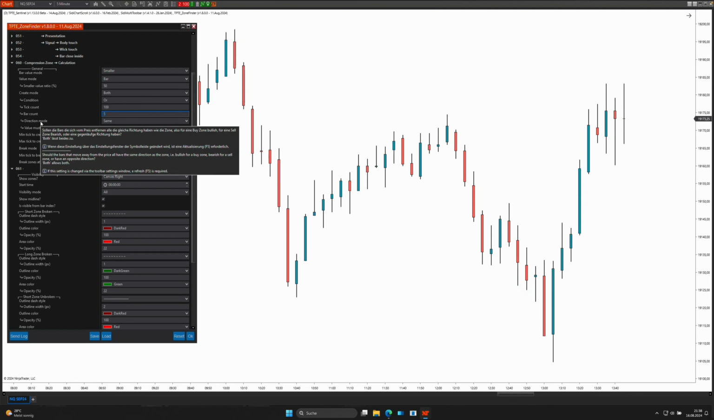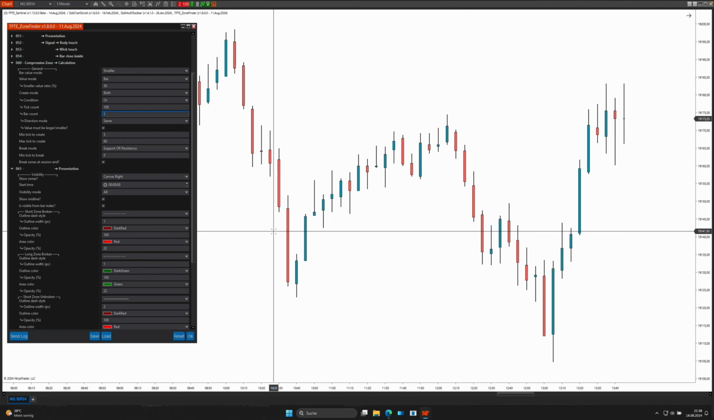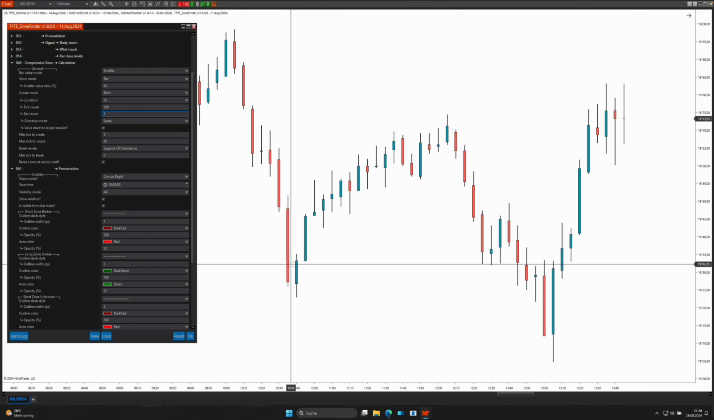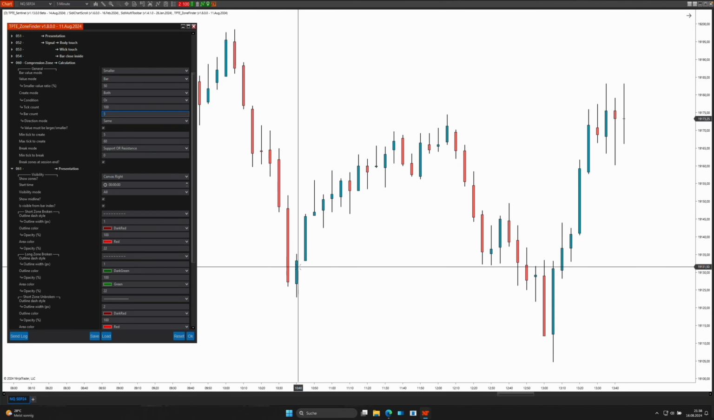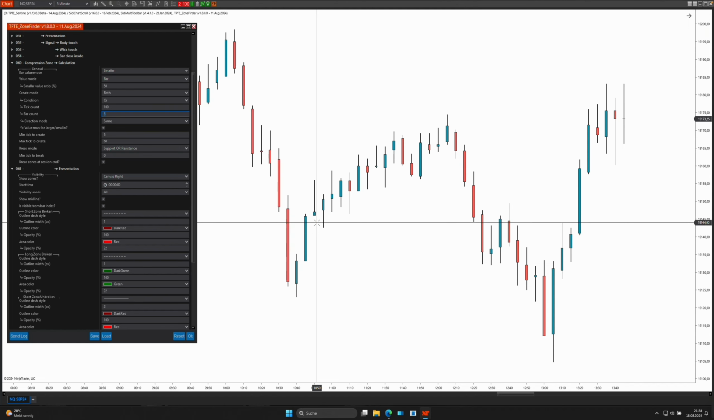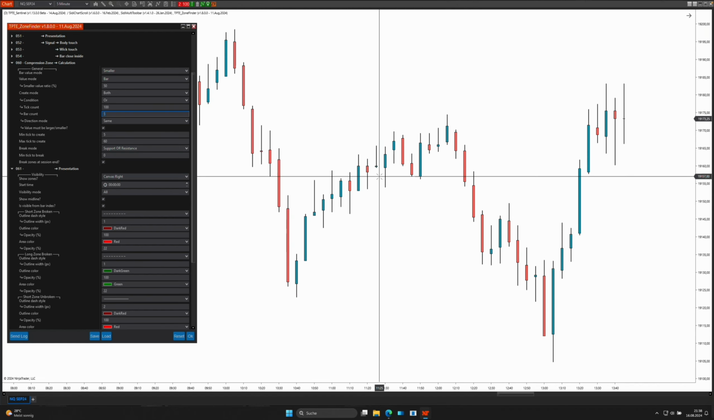Direction mode is also a very exciting function, because the bars that move away from the price should all have the same direction as the zone. So for a buy zone, bullish; for a sell zone, bearish. This means if we have a corresponding buy zone here, i.e. a support zone, the candles that form here should then run away from it in the same direction, i.e. the same or in the opposite direction. We can set this here and we will leave it set to same.